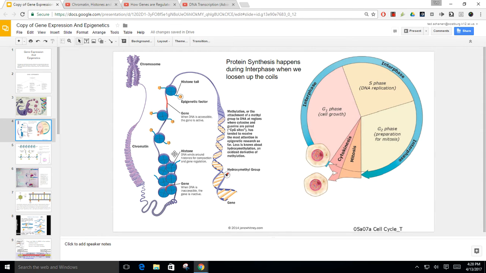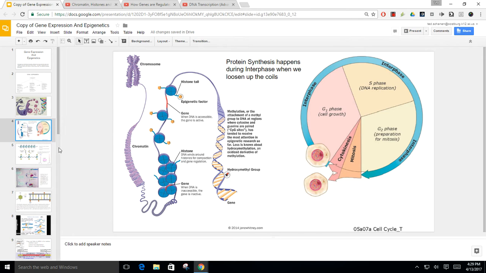So the first thing, protein synthesis happens because we loosen up the coils. And the big part of that is attaching these little things to little parts of the histone that hangs off. And we call this acetylation. So we're going to acetylate the histones and then expose the gene so that we can actually get the transcription factors to bind.